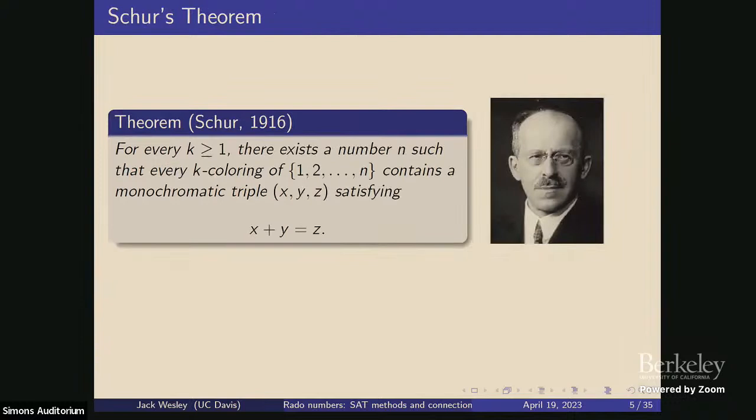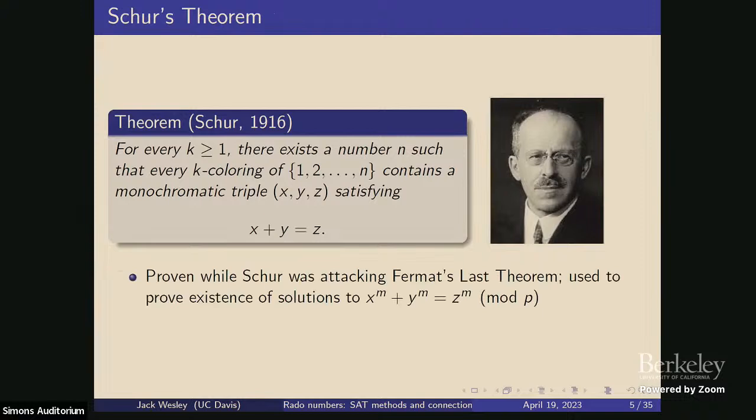Moving on, the next main result in this area is Schur's theorem, which says that, again, if you k-color a large enough interval 1 through n, then there must be a monochromatic triple, or monochromatic solution to this equation x plus y equals z. And Schur proved this while he was trying to attack Fermat's last theorem, and he used this to prove things about solutions to this Fermat equation mod p. And often in Ramsey theory, we're interested in the smallest such n that works. In this case, we call this smallest n the Schur number S_k.